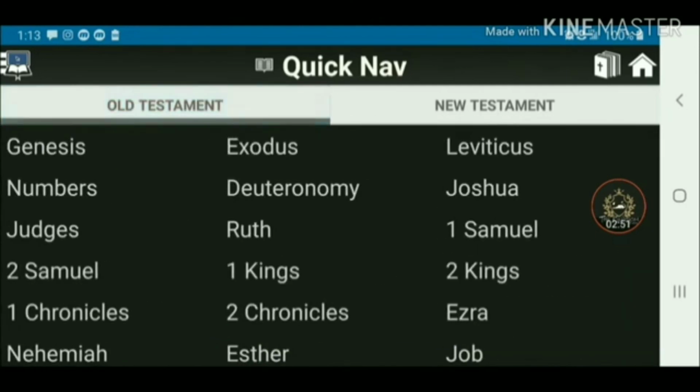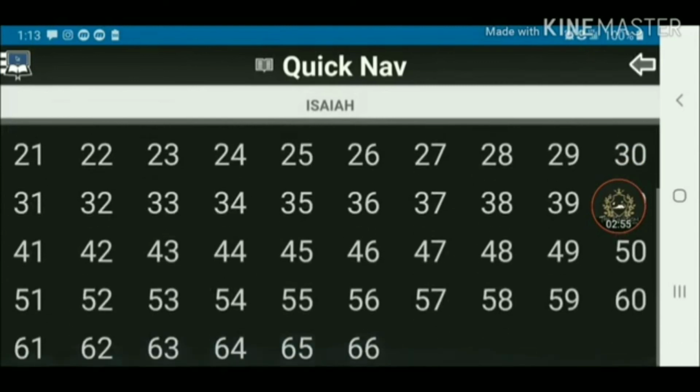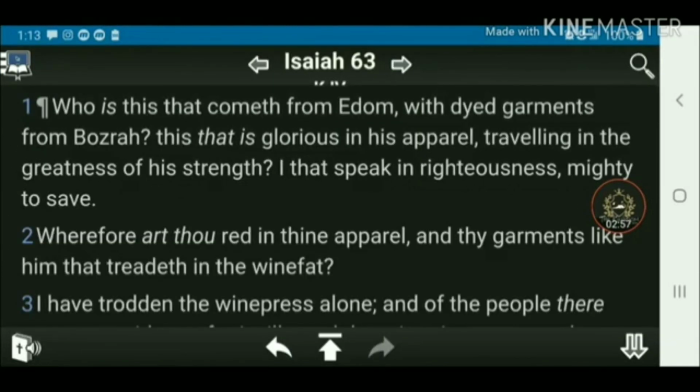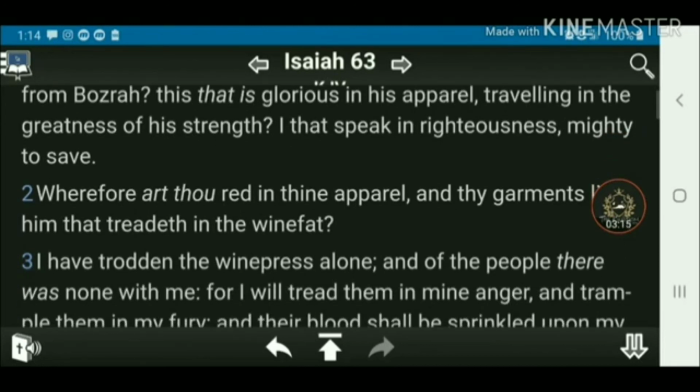In the book of Isaiah, 63rd chapter, right? Who is this coming from Edom? Didn't he say so that we may possess the remnant of Edom? All right. Who is this that cometh from Edom, with dyed garments from Bozrah? This that is glorious in his apparel, traveling in the greatness of his strength. I that speak in righteousness, mighty to save.